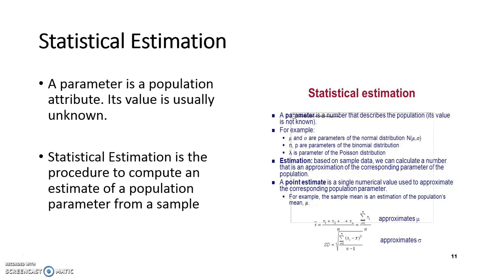Okay, now statistical estimation. Statistical estimation is the procedure to compute an estimate of a population parameter from a sample. A parameter is a population attribute, and its value is usually unknown. For example, if we are interested in knowing what is the prevalence of HIV in the United States, that's a population attribute, and we don't know. The only way we can get an estimate is by collecting a representative sample and then using the sample data to estimate the prevalence.